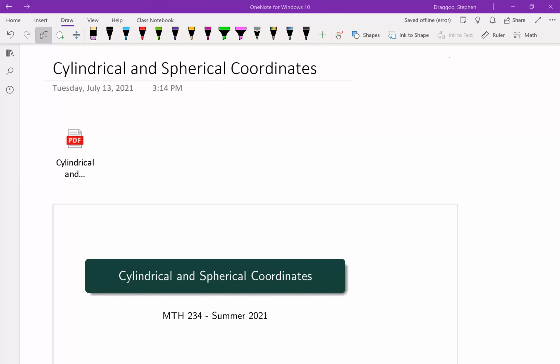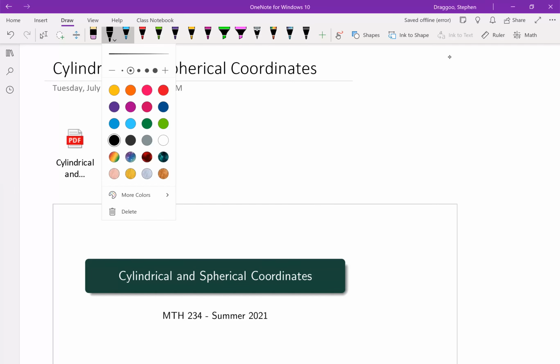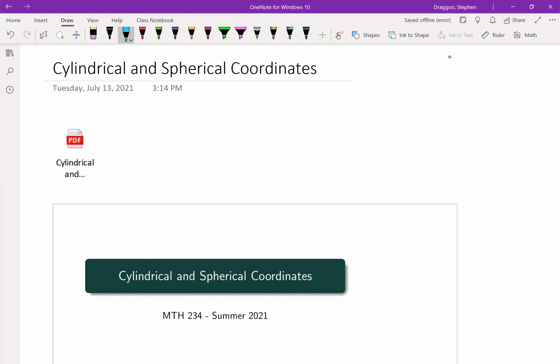All right, to kick off the new set of material, we're going to start by looking at cylindrical and spherical coordinates, which can be found in sections 15.8 for cylindrical coordinates and section 15.9 for spherical coordinates. Those sections also introduce some higher level triple integrals that we'll be looking at quite a bit later, but for now we're just going to look at the coordinate systems.